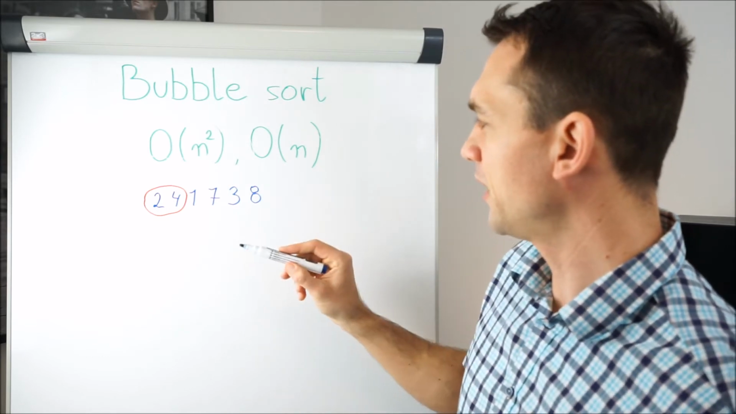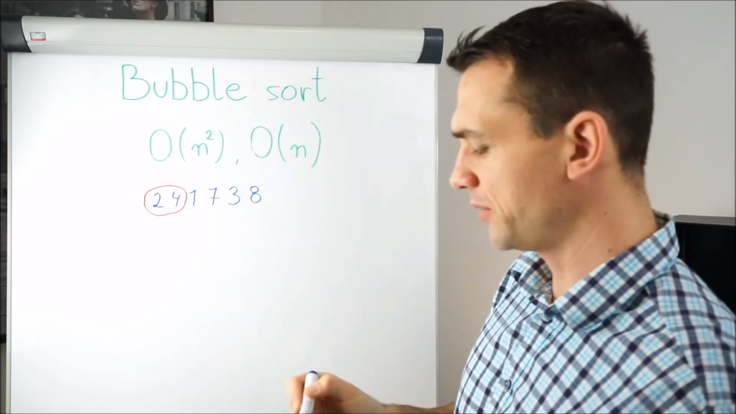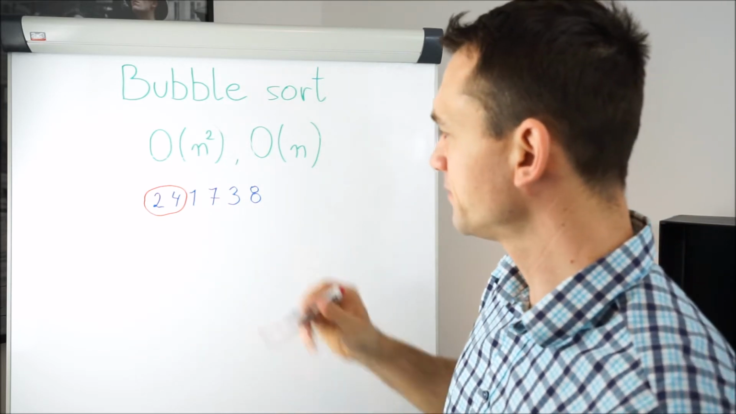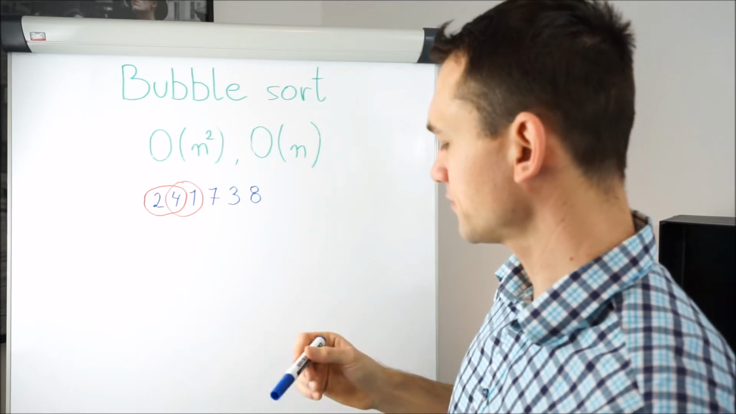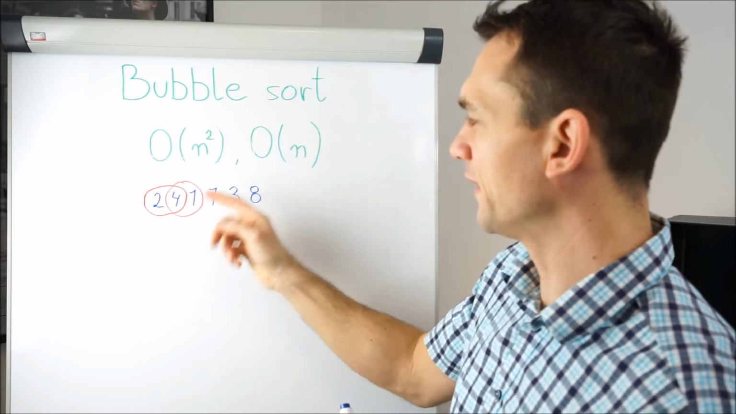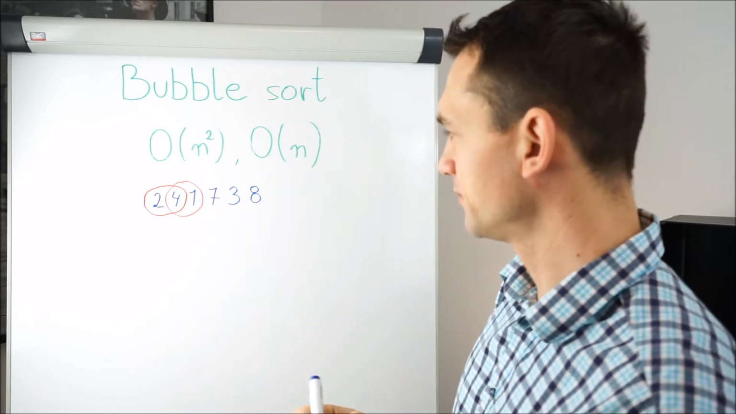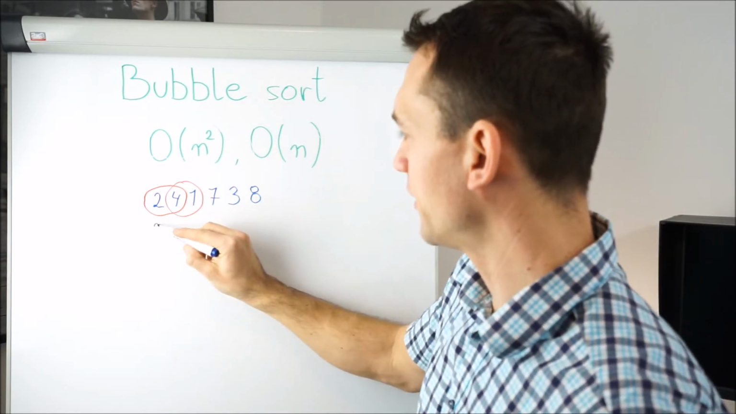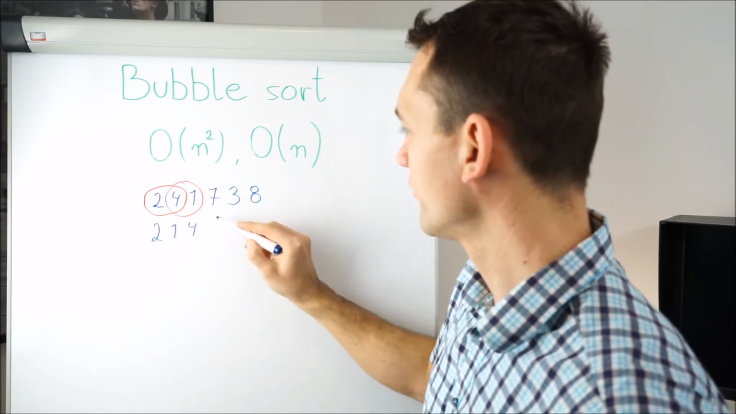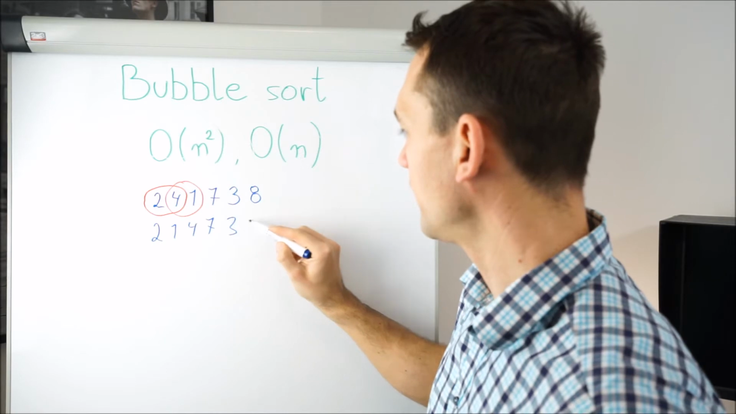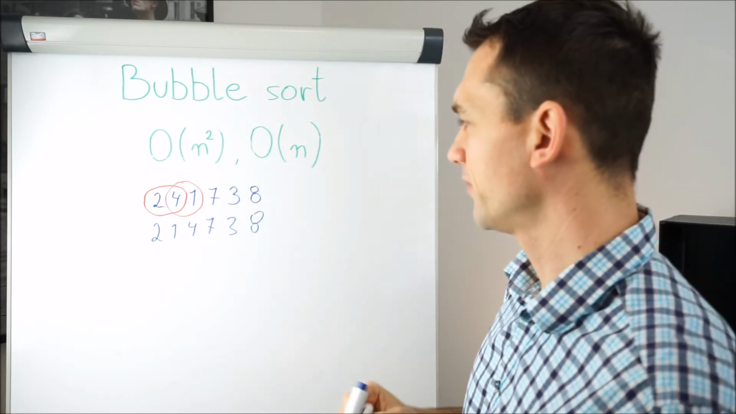So here we have 2, 4. 2 is less than 4, so we don't do any swap. We move our window here, and here we have to do the swap because 1 is less than 4. So 1 has to be here. Let's rewrite this array: 2, 1, 4, 7, 3, 8. We are still in the same iteration.